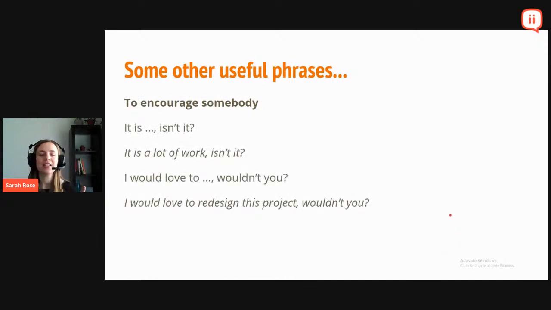And these phrases are just that you can use in meetings if you want to encourage somebody. Maybe if you are the chair of the meeting and you want someone to talk more, you can say, it is, isn't it? Or, I would love to, wouldn't you? I would love to redesign this project, wouldn't you? It is a lot of work, isn't it? This can help to encourage somebody.